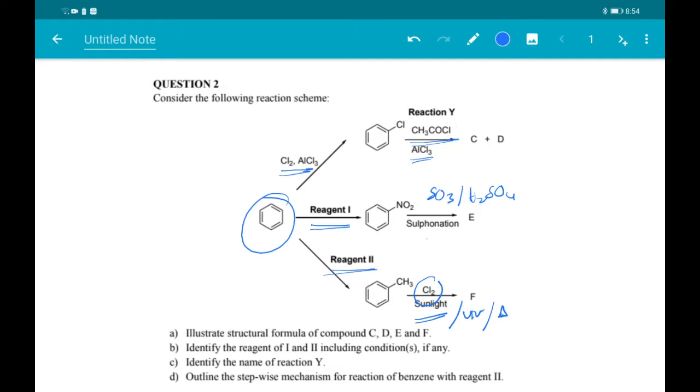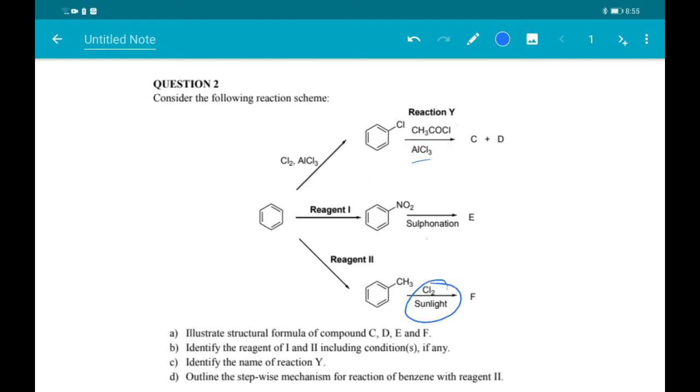For this question, all of the reactions are electrophilic substitution reactions, except for this one. I believe that you are familiar with this reaction that we discussed in chapter 2, the reaction of alkane, the free radical substitution. Before we go further, let's take a look at the question.